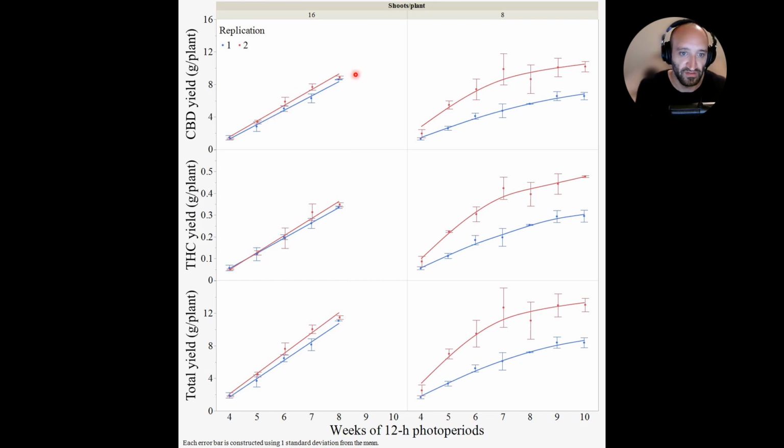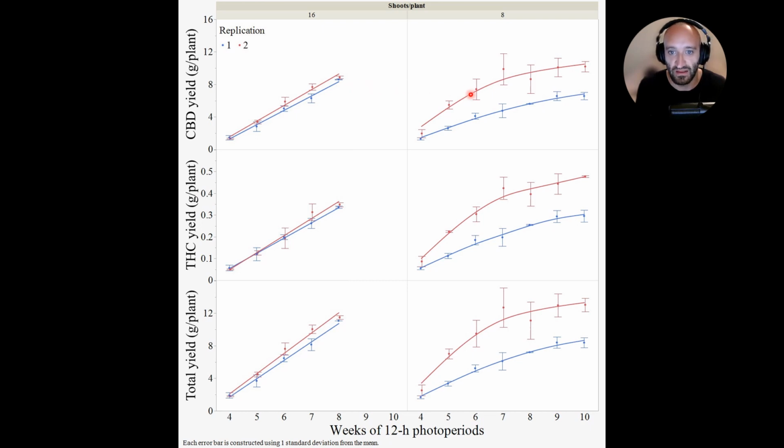With the 16 shoots per plant, these three are all the same, so I'm just going to focus here on CBD. Each week that you go further into flowering, you get a significant increase in the amount of CBD yield that you're pulling off from your plants, so it makes sense to continue going at least until week 8. There really wouldn't be any reason to stop, because you haven't hit the point of diminishing returns, right? Each week of flowering, you are getting significant or large returns on your time that you're spending in flower.